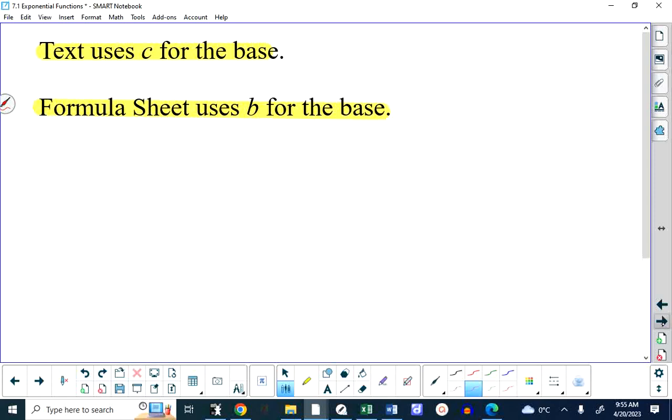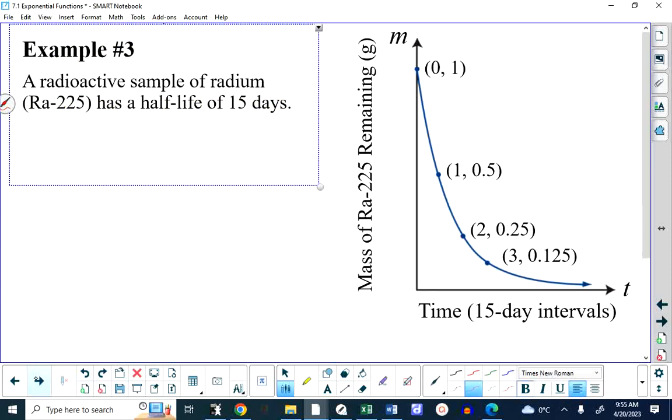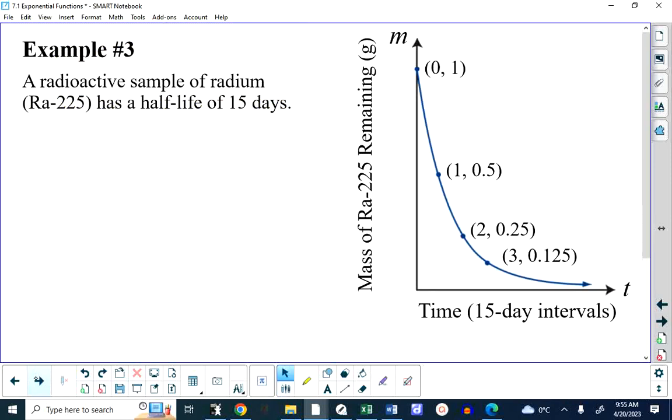All right, let's take a look at a few more examples. Example number 3, you're given a graph showing the mass of radium-225, which is a type of radioactive isotope. It's a radioactive substance, okay? over time, but I want you to note, and this is going to be really tricky until we get to tomorrow, that this time is not days, it's 15-day intervals. So every 15 days, according to this question, something is going to happen.